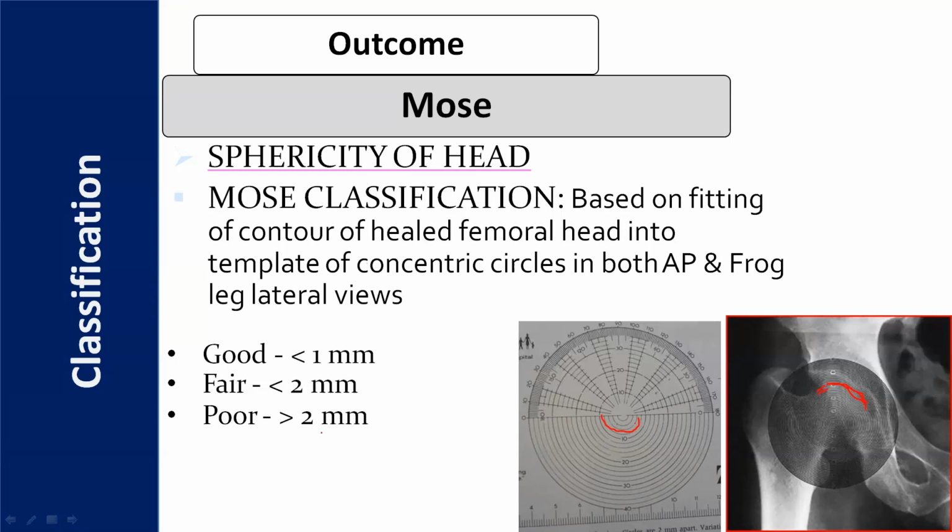So according to Mose, the congruity is good if there's a difference of less than 1 millimeter, and it's fair if the difference is less than 2 millimeters, while it's poor if there is more than 2 millimeters in difference. Like we said, 2 millimeters is just the difference between each circle.